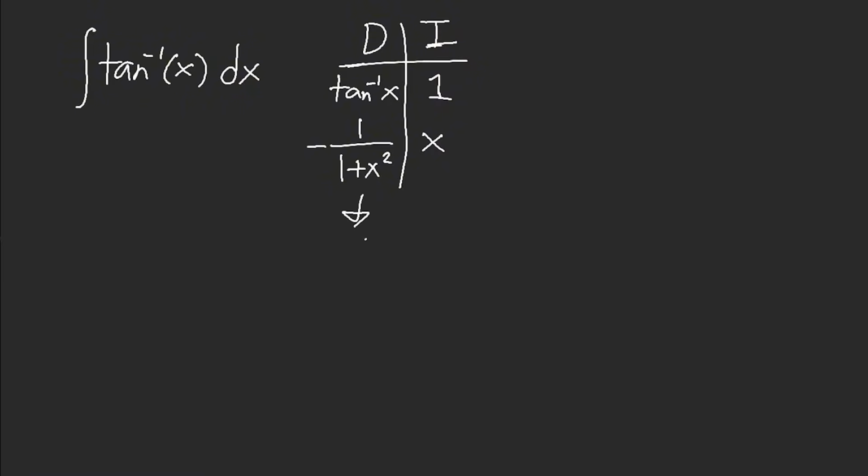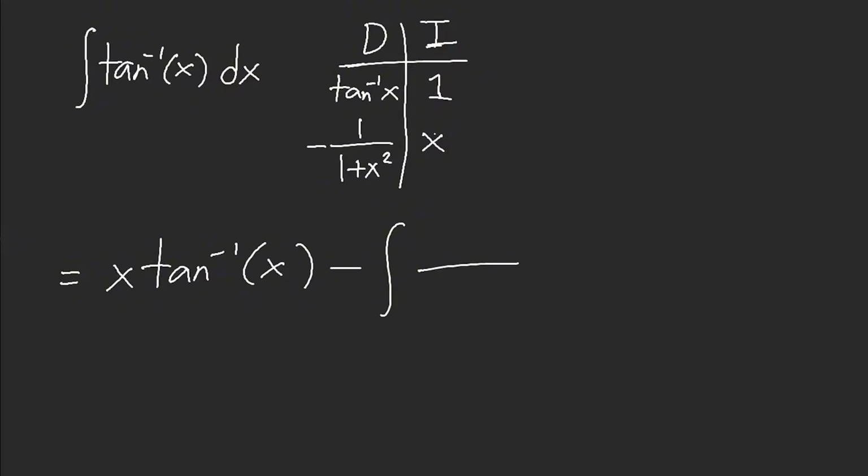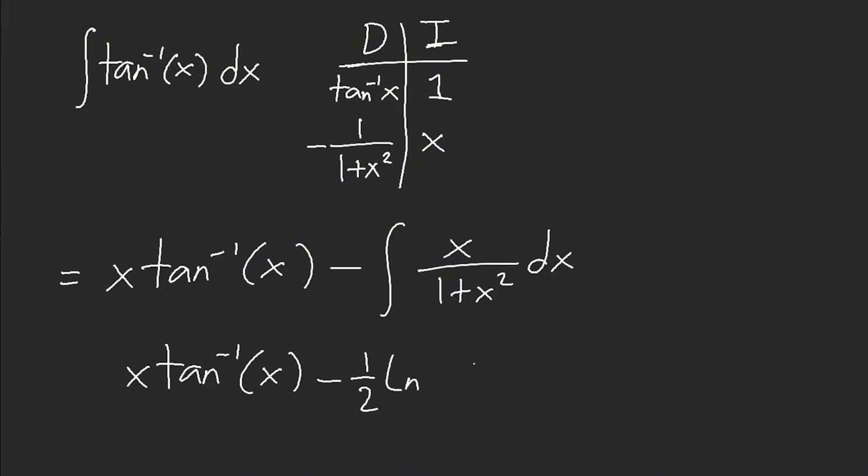We're not going to reach 0 because we don't want to derive this again. But that's okay because we can integrate this very easily. It's just basic u substitution. Awesome. So this is equal to x inverse tangent of x minus the integral of this times this, x over 1 plus x squared dx. Oh, this is super easy. So our answer is x inverse tangent of x minus half of ln of 1 plus x squared plus c.